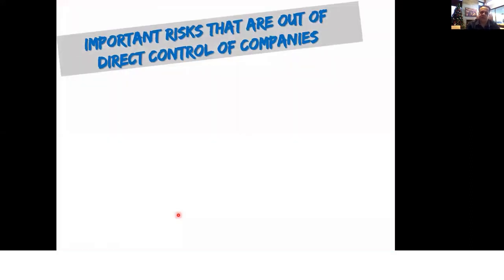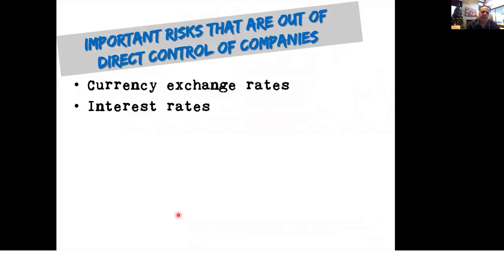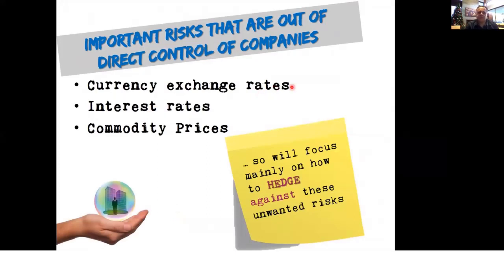Now, there are some risks, even if you may be the best manager around, that you cannot control. For example, the currency exchange rates, the interest rates, and the commodity prices. These are the typical risks that affect most companies worldwide, and there is not much you can do about this. Again, referring to your managerial abilities. These are based on international prices, on international market movements. So again, you may be the best manager around, but these risks are out of your control.